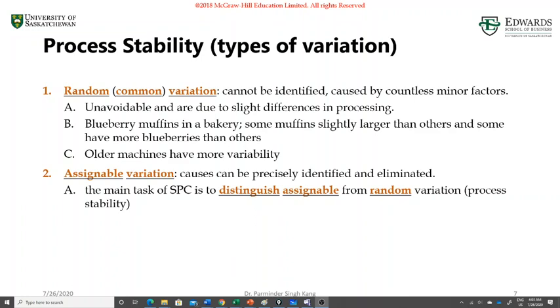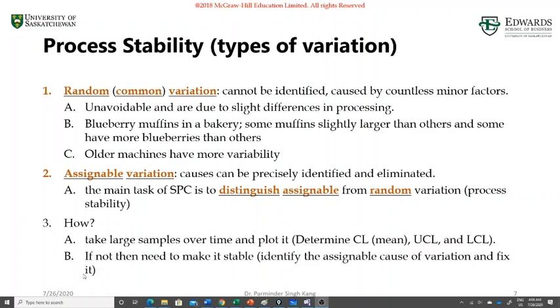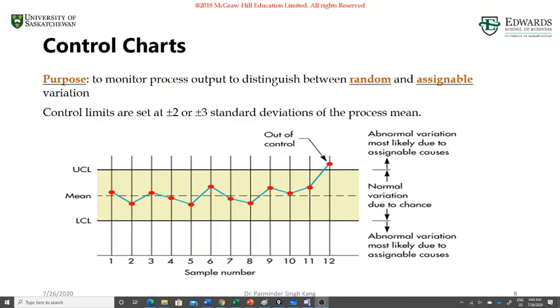Okay, so the next question is how we are going to differentiate between random cause and assignable cause variation, especially when it comes to process control, right? For that, we use control charts. That is what we're going to do in this chapter, chapter 10: develop control charts in order to identify if there's a random or assignable cause variation. So let's look quickly into control charts.